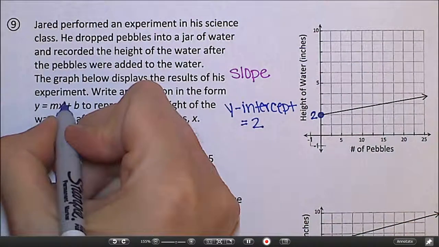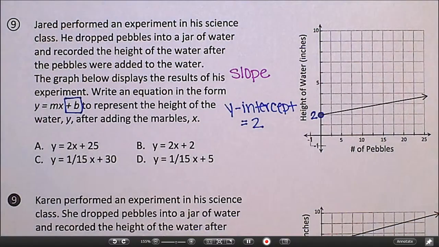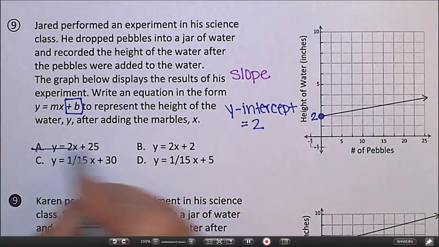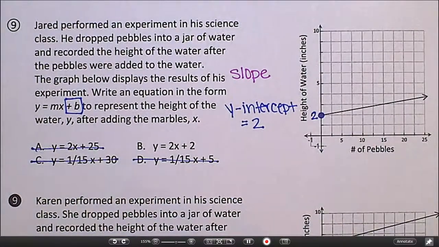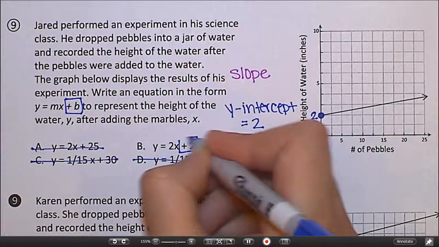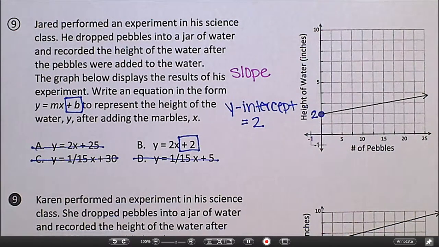Remember, this right here is your y-intercept, the plus b. So I need it to say plus 2 on the end of my equation. All right, so I can already get rid of this and this and this. This is the only one that says plus 2. But I'm not going to move on yet. I want to double check that my answer is right and I haven't made some mistake somewhere.